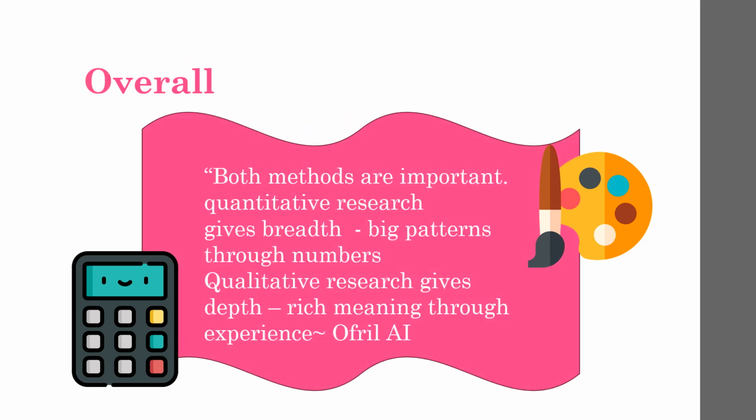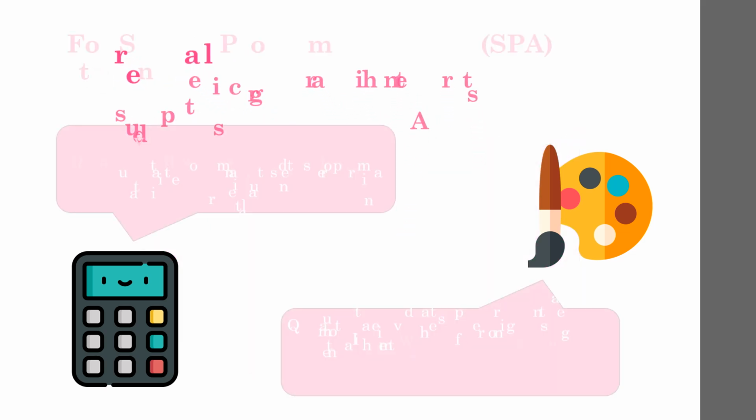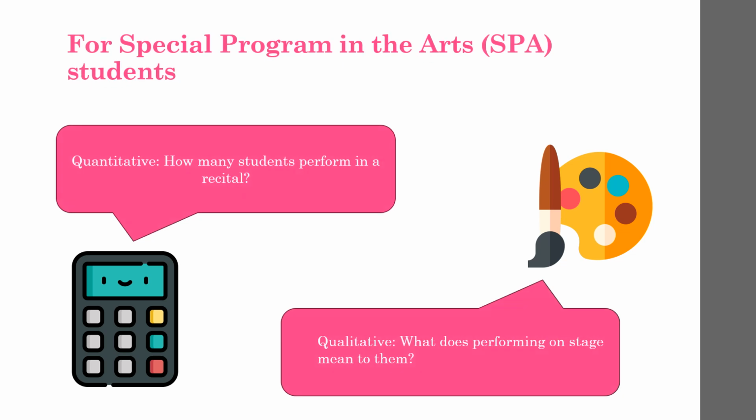Overall, both methods are important. Quantitative research gives breadth, big patterns through numbers. Qualitative research gives depth, revealing meaning through experience. For the special program in the arts, quantitative, this is your question: how many students perform in recital? In qualitative research, what does performing on stage mean to them?